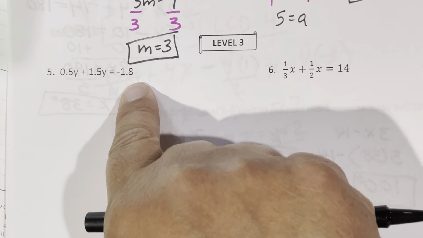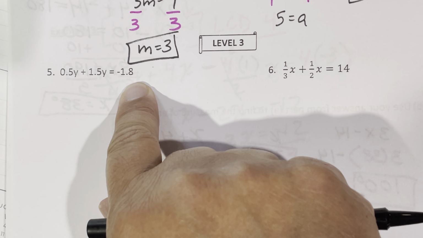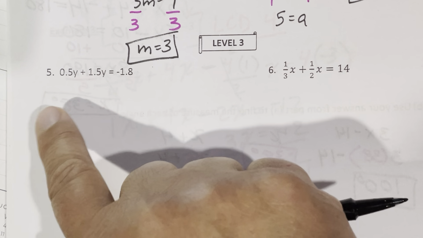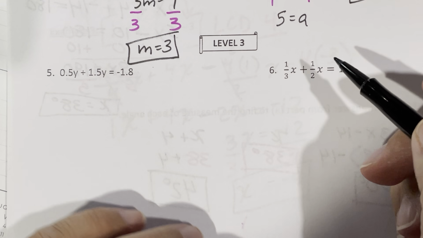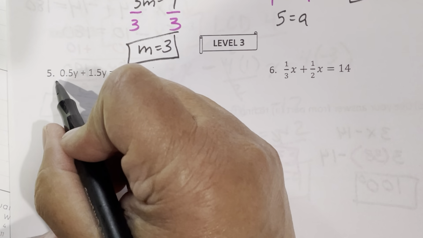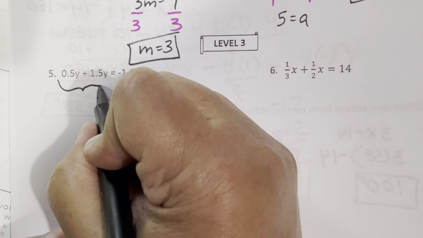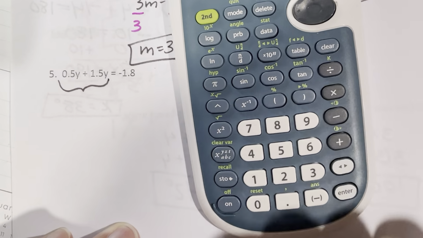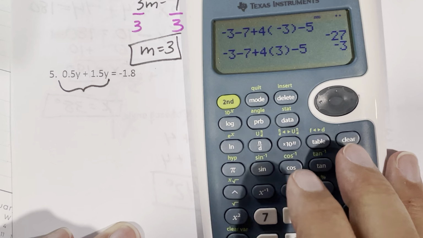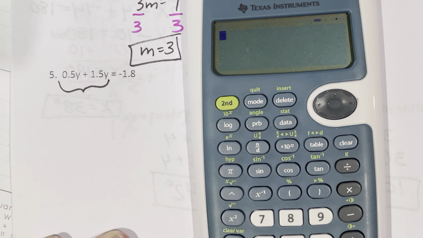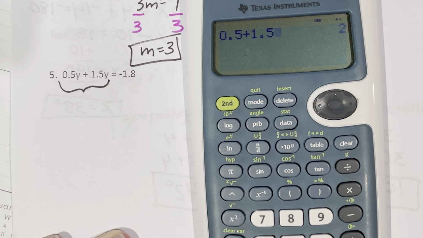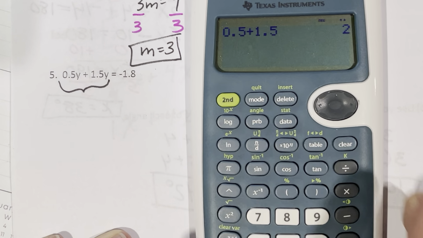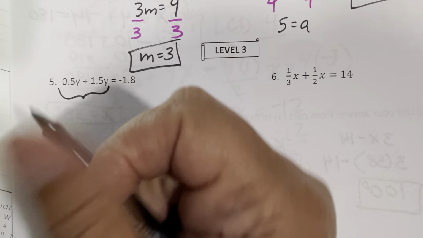Oh, look. Ugh, I know what you're thinking. It's just decimals, it's okay. All right, start by combining 0.5y and 1.5y. If you're unsure, just add the coefficients on the calculator. Clear that up, and 0.5 plus 1.5 is 2. See, not so bad. Calculator will do a lot of your thinking for you.